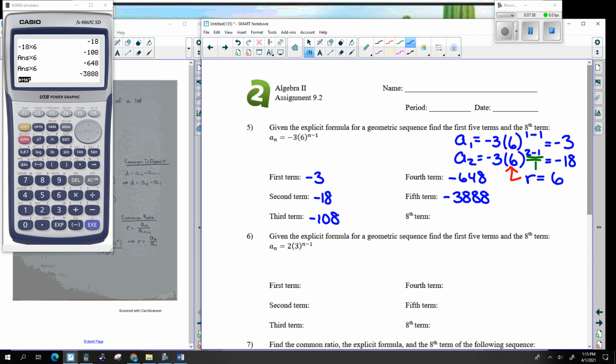All right, now I'm going to use the formula one more time to figure out this last number, which is the 8th term. So what is A8? So that's going to be negative 3, 6, 8 minus 1, aka 7. So this is going to be negative 3, 6 to the 7. These numbers get kind of large.